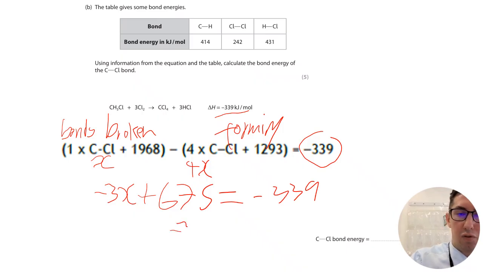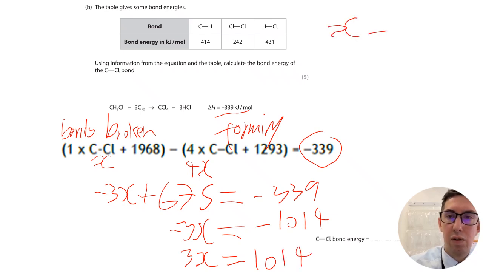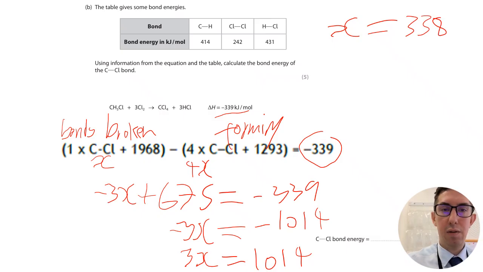Let's throw everything onto the other side. So we've got minus 3x is equal to minus 1014. We can see that we want x to be positive, so let's multiply both sides by minus 1. So we've got 3x equals 1014. And now we'll just divide by 3. So therefore x is 1014 over 3, 338. And that will be in the same units as here, kilojoules per mole.